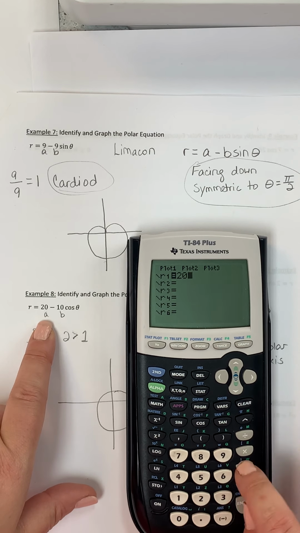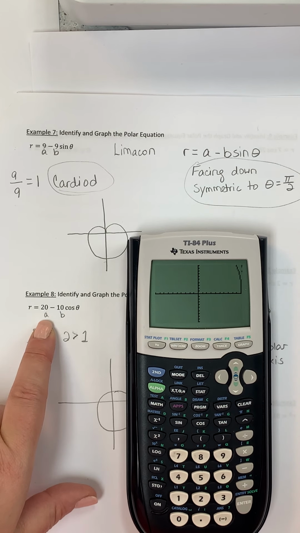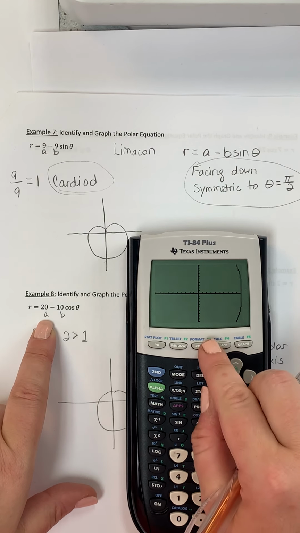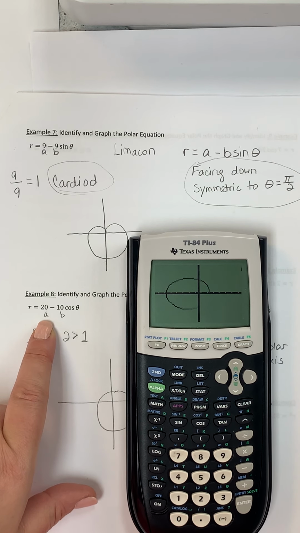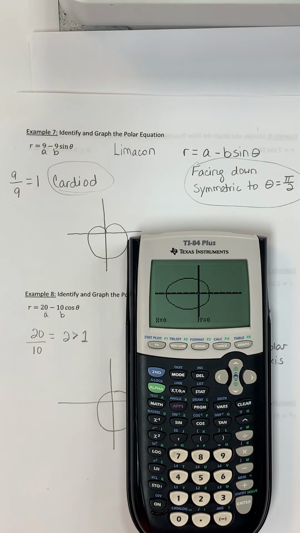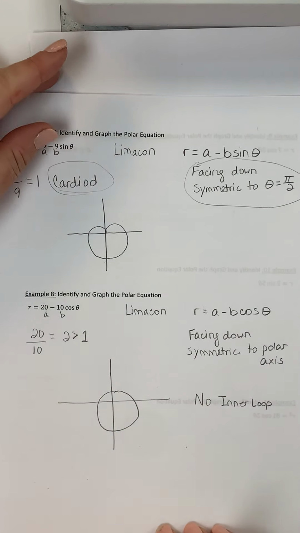I'm going to do 20 minus 10 cosine theta. Oh my goodness, that is gigantic. Okay, let's zoom out, and there it is. Okay, no inner loop, there it is. Okay, and you can identify it from there.